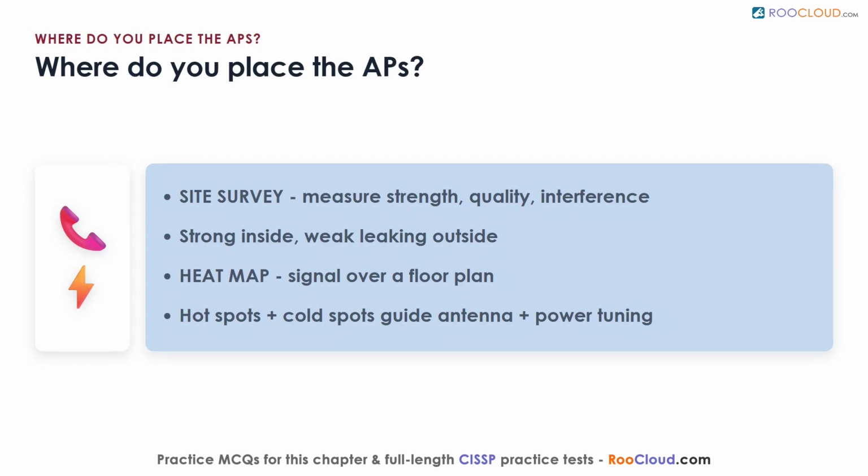The goal is strong coverage where authorized people work, and weak signal leaking outside where intruders lurk. From those readings, you build a heat map, an overlay of signal strength on a floor plan. Hotspots reveal oversaturation, cold spots reveal dead zones, and both guide where to move antennas and how to tune power. Think of it as a weather map for your radio waves.